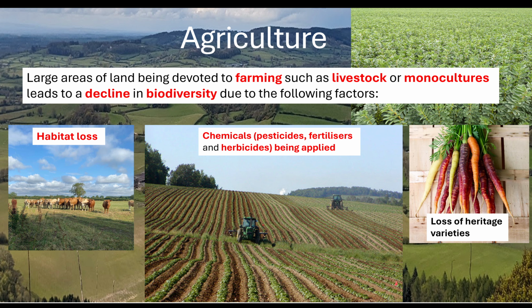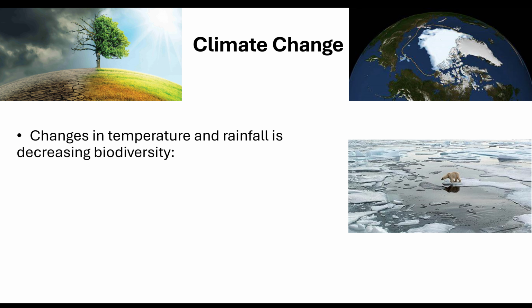And also, because we are very particular in what we like to buy as a growing human population, we are losing some of our heritage varieties. For example, our carrots are mainly orange when actually they should be lots of different colours, from yellow to red to purple to orange. So it's important that when you are looking at the effects that we have on biodiversity, you're thinking about where it all interlinks with your other topic areas.